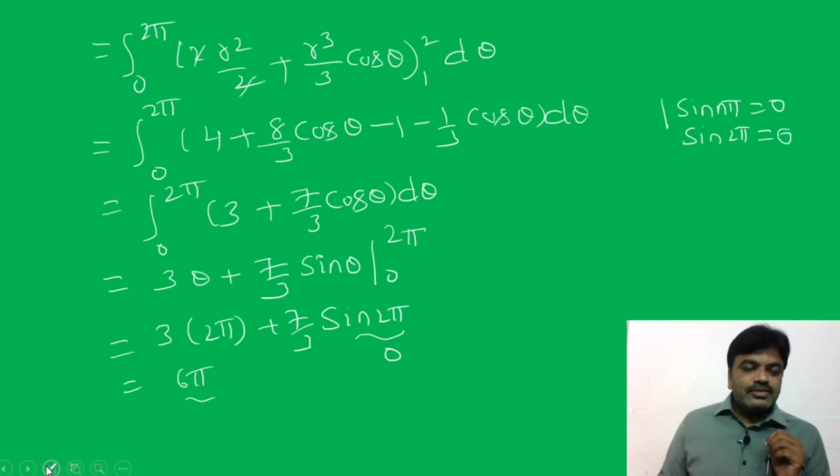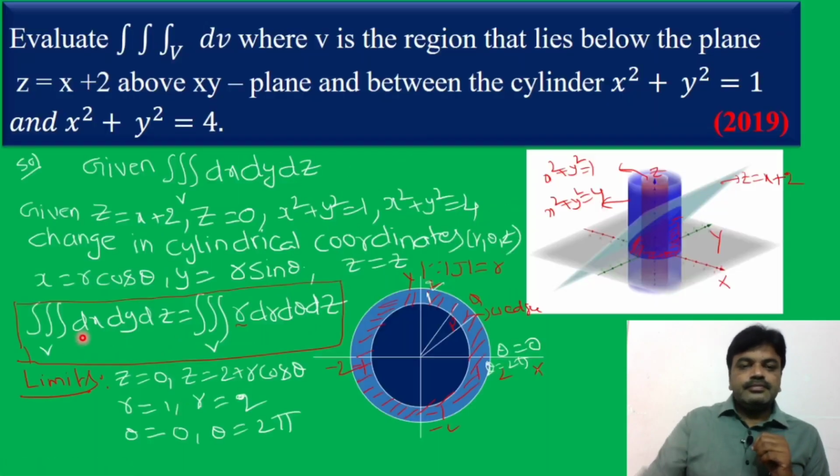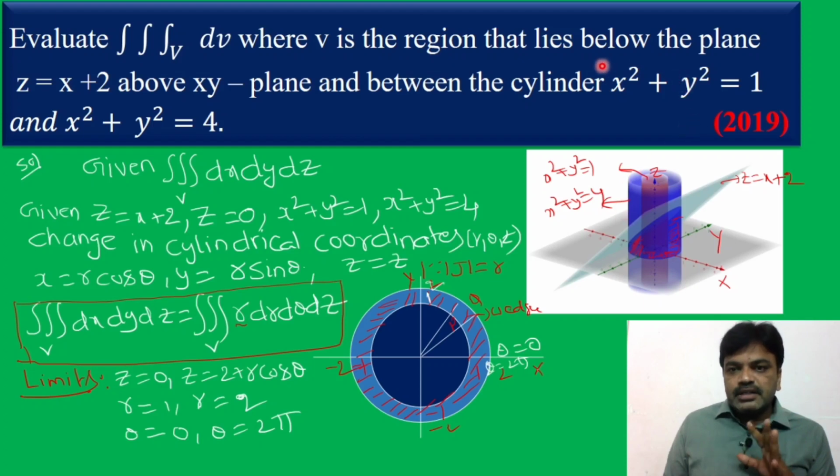Let us see once again. The problem says evaluate this integration, integral dV. Geometrically, the region lies below this plane, above the xy plane, and between the cylinders x² + y² = 1 and x² + y² = 4. So between these, our bounded region is this one.